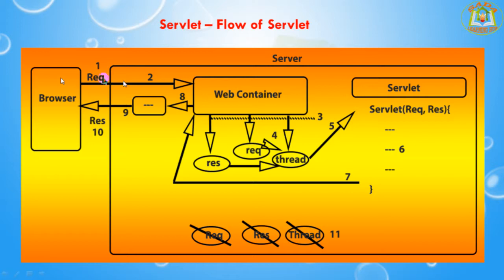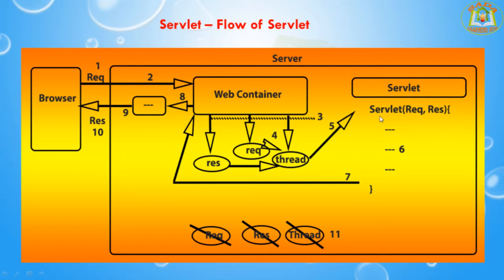Whenever we raise a request from the browser or any client application, the web container creates one request object, one response object and one thread object. After creating the request, response and thread objects, the business logic is called. The thread invokes the service method of a servlet by passing the request and response objects as parameters.